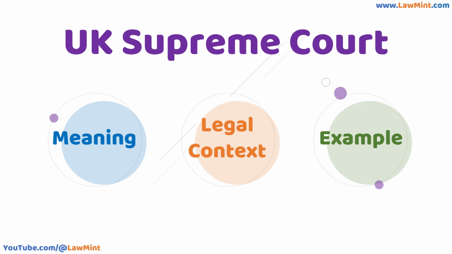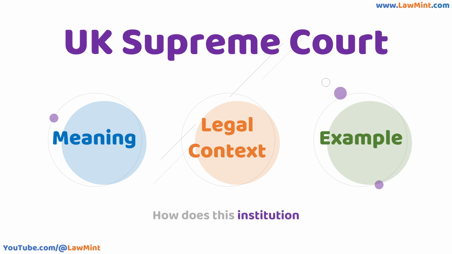UK Supreme Court. The UK Supreme Court, formerly known as the Supreme Court of the United Kingdom, or simply the UKSC, is the final court of appeal in the UK for all civil and criminal cases from England, Wales, and Northern Ireland. It also hears civil appeals from Scotland. Established in 2009, the UKSC replaced the appellate functions historically performed by the House of Lords.